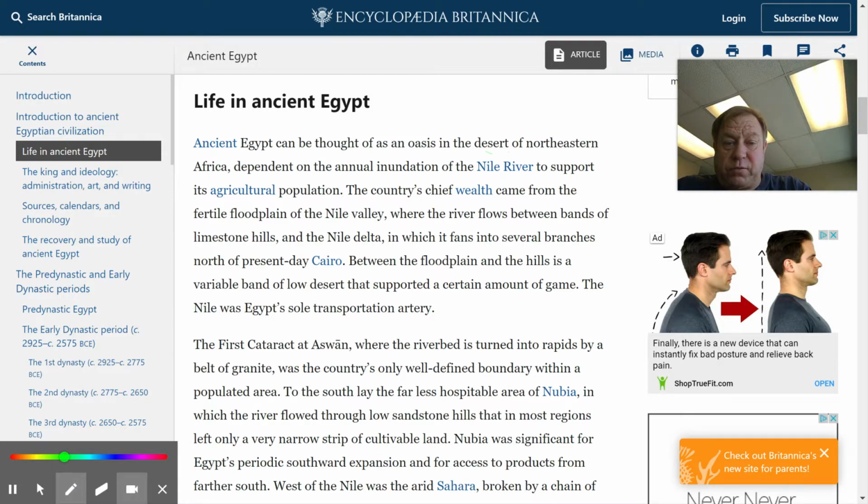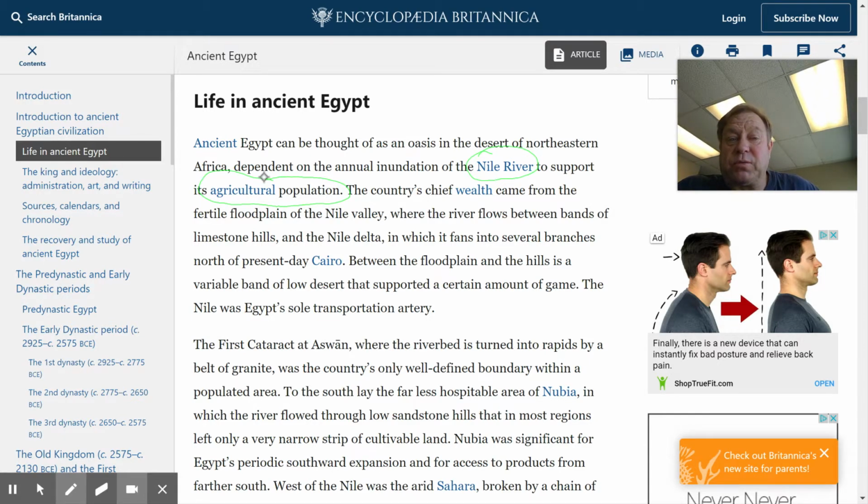So, the Nile River we've talked about in class. Remember, it floods annually. And it creates an agricultural population, meaning the base economic activity of these people, how they're going to make a living, support each other and themselves, is through agriculture, growing crops, growing food. Okay, I'm going to go ahead and pick my reading back up where I left off.